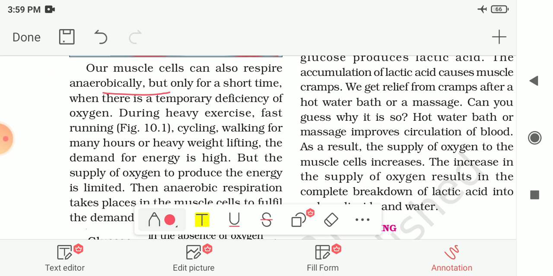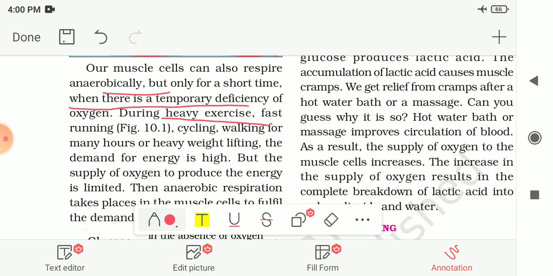It's not that all the time our body cells respire aerobically. Our muscle cells can also respire with anaerobic respiration, but only for a short time. When there is a temporary deficiency of oxygen, where oxygen is temporarily not present, at that time our muscle cells can also respire anaerobically.